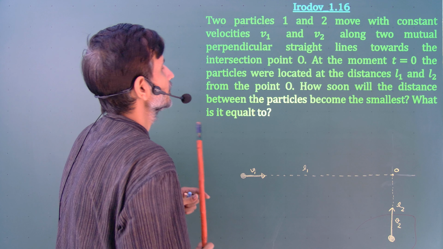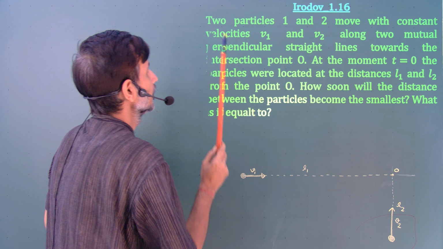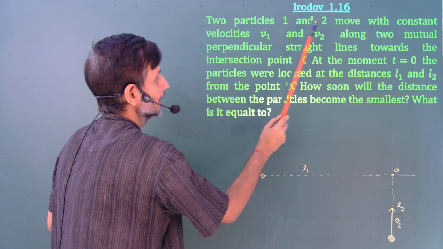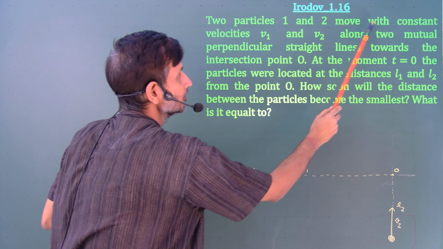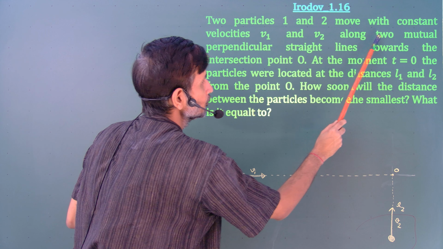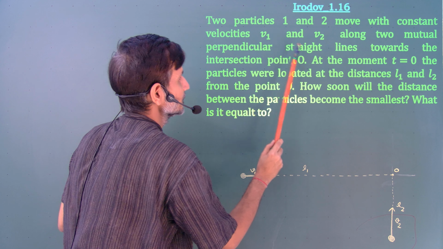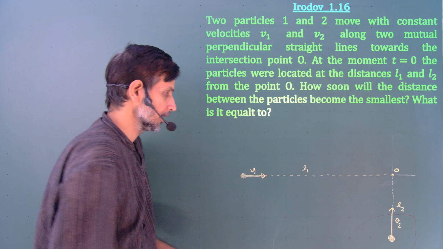Hello students, let us solve this Irodov problem number 1.16. Two particles, particle 1 and particle 2, move with constant velocities v1 and v2 along two mutually perpendicular straight lines towards the intersection point O.